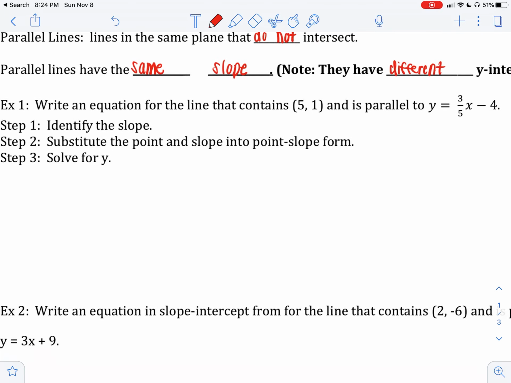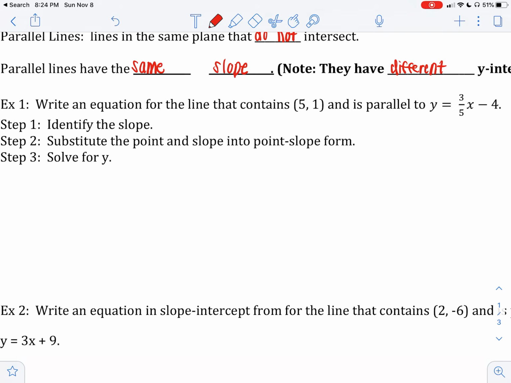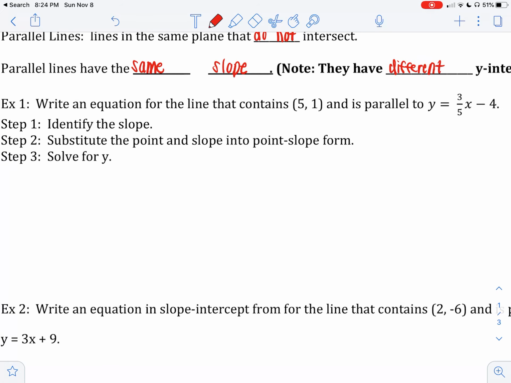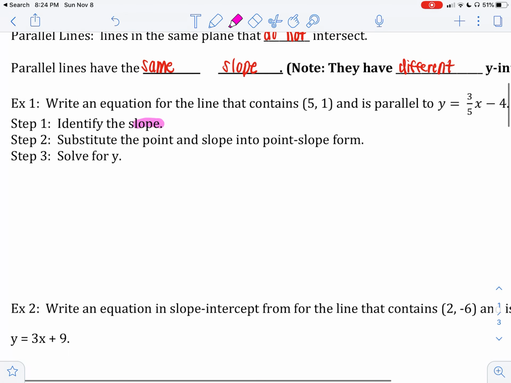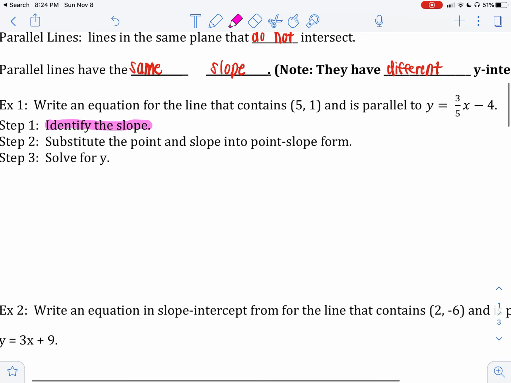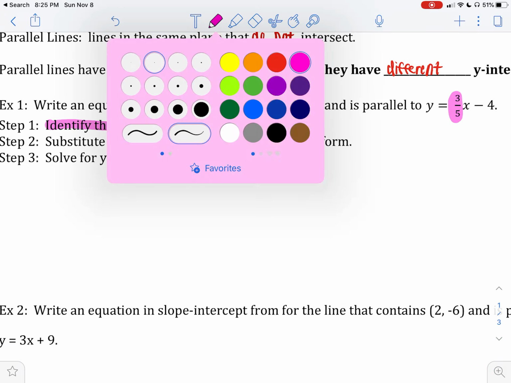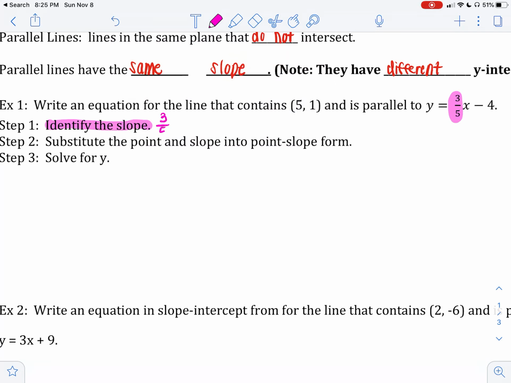In example 1, we're going to write an equation for the line that contains the point (5, 1) and is parallel to y = 3/5 x - 4. Our first step is to identify the slope. We're in slope-intercept form, y = mx + b, so our slope is 3/5. Remember, we're going to have a different y-intercept, so we can ignore that y-intercept.